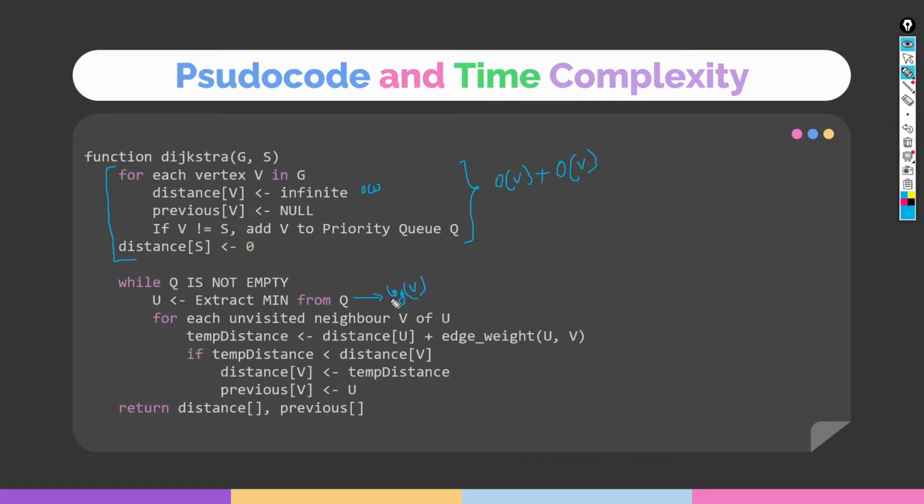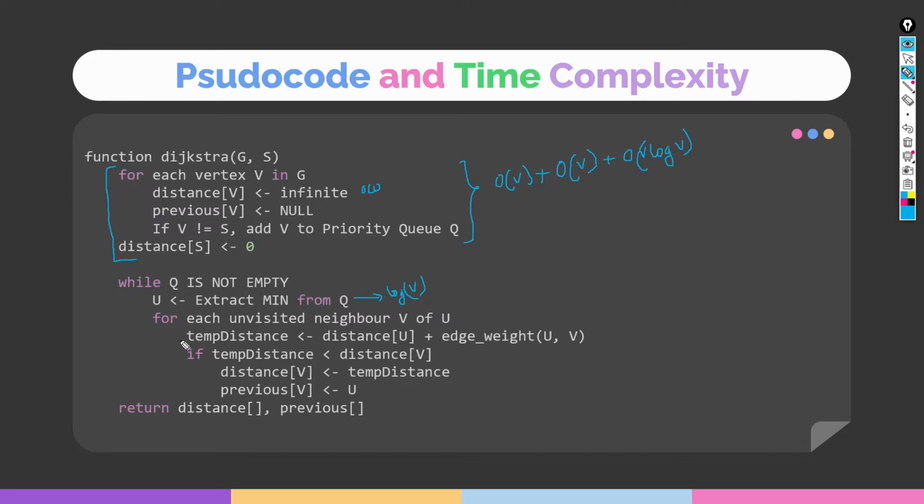However, how many times should this log V be running? We will extract every vertex from the min heap, so this will take O of V log V, because it will run for V times, so V into log V.